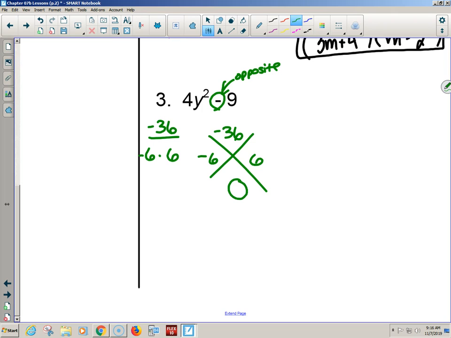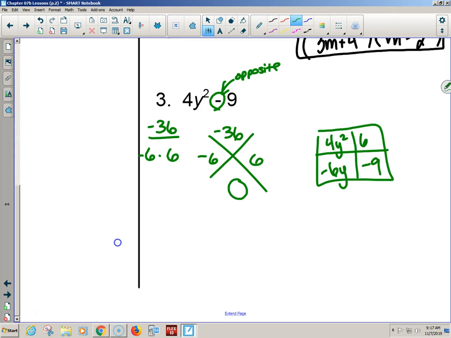So if you're comfortable in the box, you can keep using it. Just put a 0. And then what's going to go here is a 4y squared. What's going to go here is a negative 9. And you just figured out I need a negative 6y and a 6y. Ask yourself what's in common. All that changed was, there's no middle. Oh, it's a 0. What's in common?